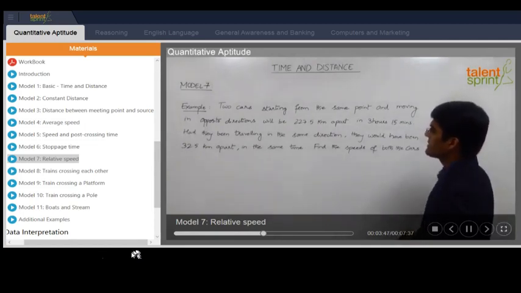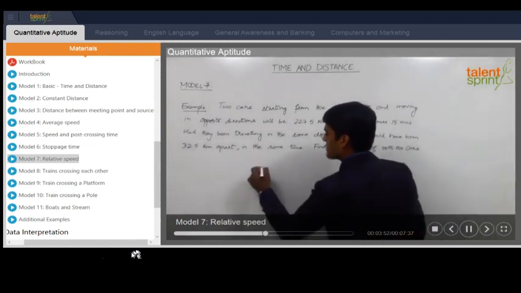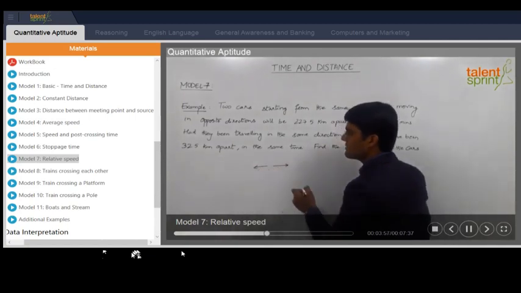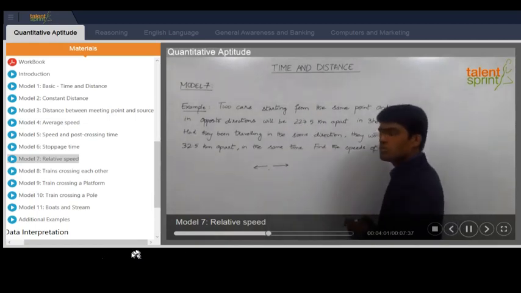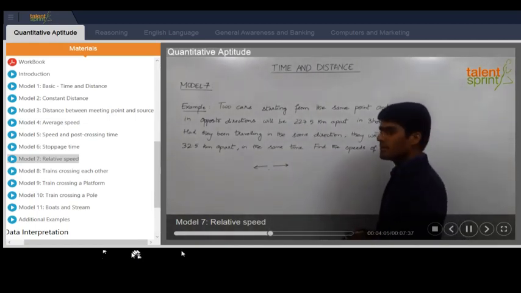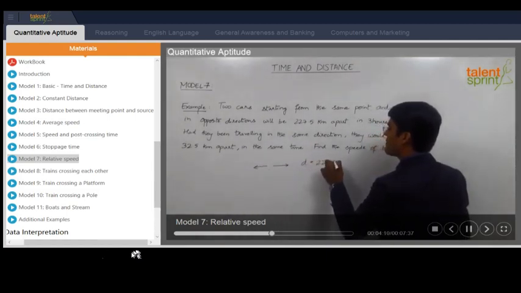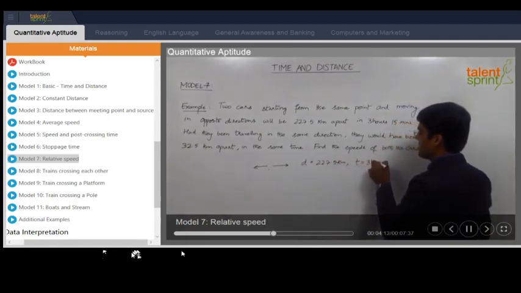Now as given in the question, they have started from the same point and were moving in opposite directions. So very clearly, let us assume this is the starting point, and when the cars move in opposite directions, they will be 227.5 kilometers apart in 3 hours 15 minutes. So the distance covered by both the cars together is 227.5 kilometers in a time of 3 hours and 15 minutes.